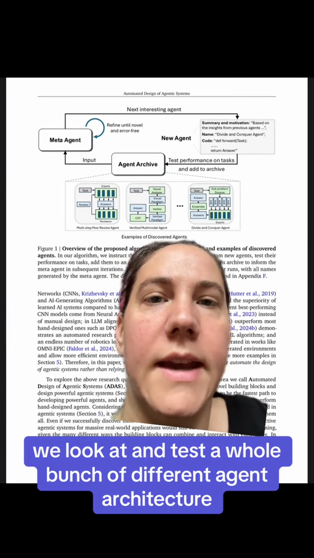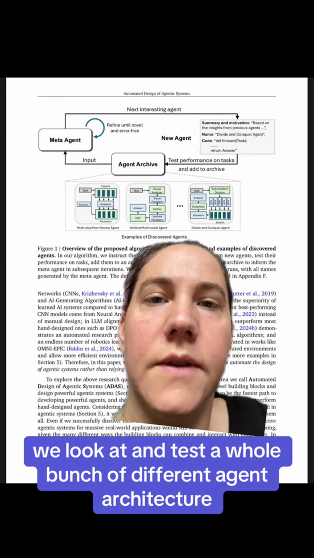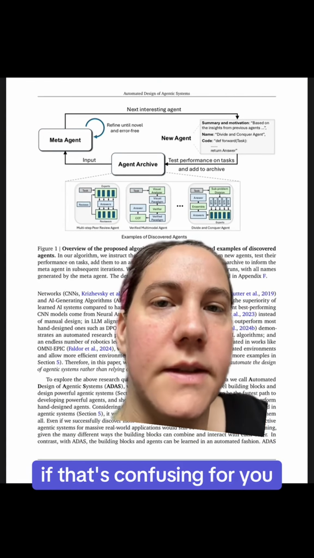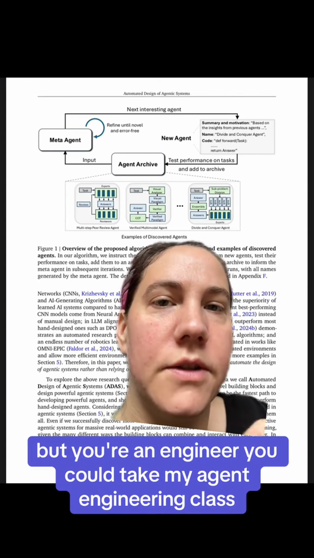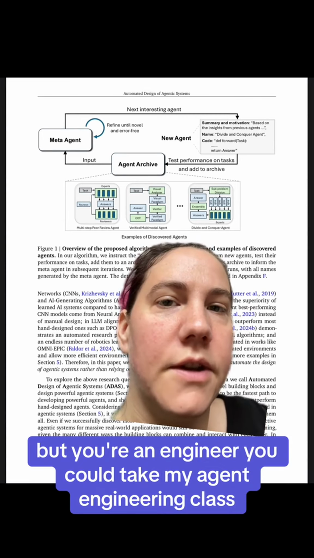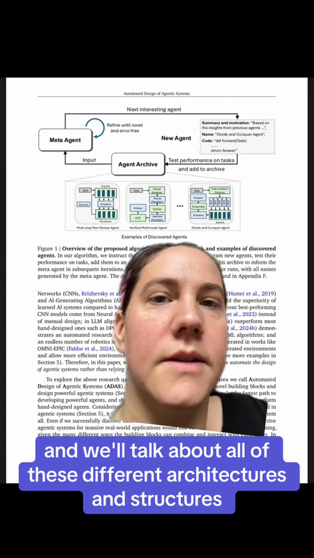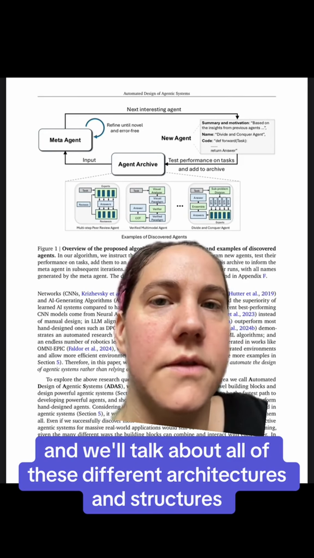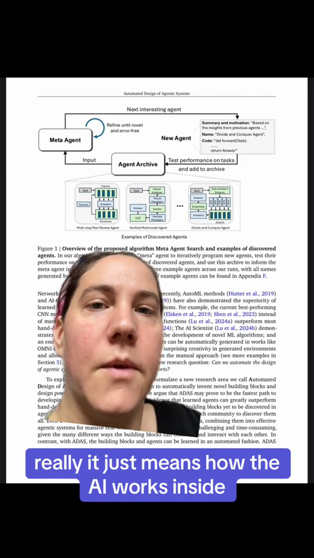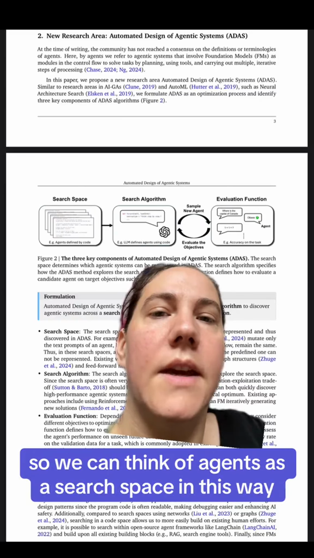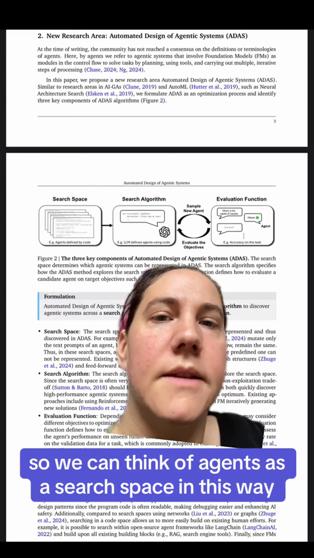We look at and test a whole bunch of different agent architectures. If that's confusing for you, but you're an engineer, you could take my agent engineering class and we'll talk about all of these different architectures and structures. Really, it just means how the AI works inside. So we can think of agents as a search space in this way.